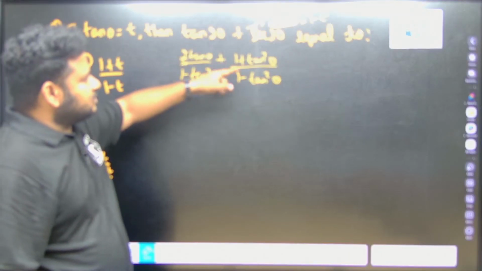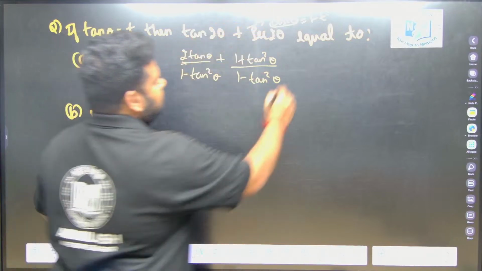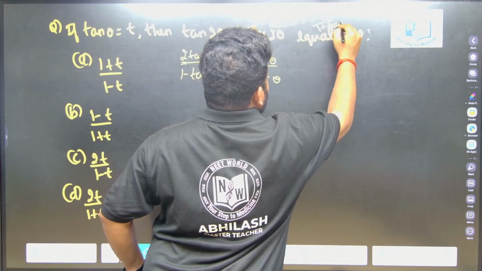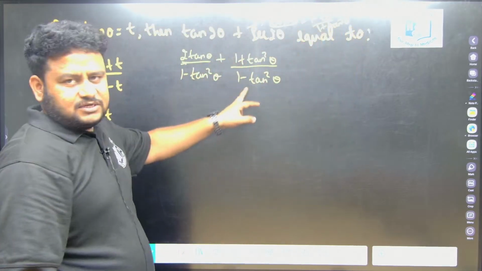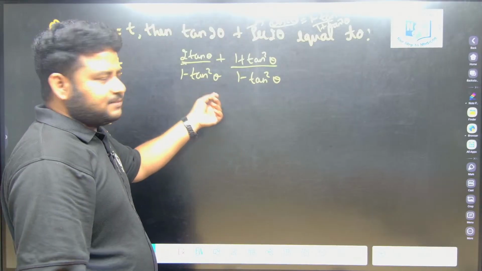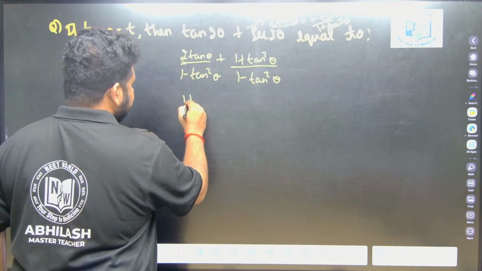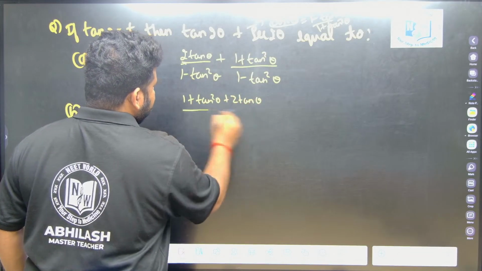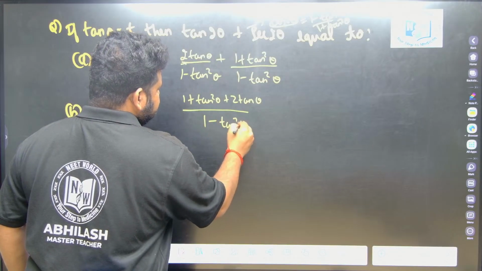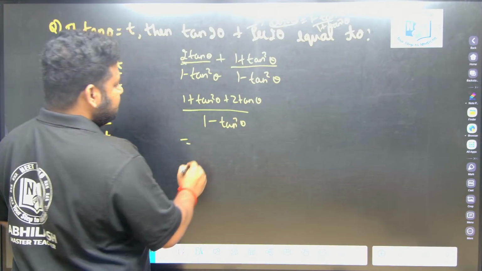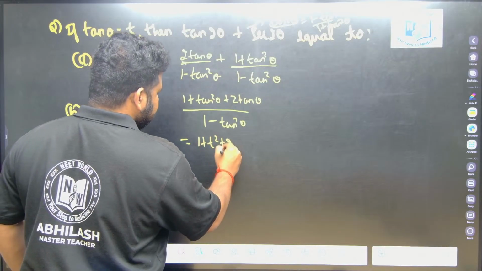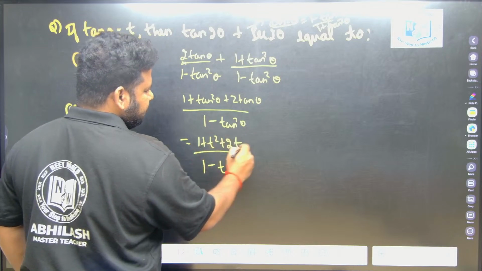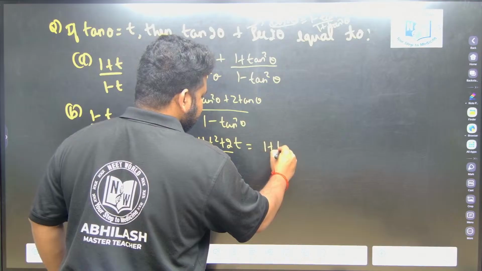So secant 2 theta, that is, cos 2 theta is what? 1 minus tan square theta by 1 plus tan square theta. So the reciprocal of this will become 1 plus tan square theta by 1 minus tan square theta. So denominator is same, numerators I can add: 1 plus tan square theta plus 2 tan theta by 1 minus tan square theta. If I write it in terms of t, because they have told tan theta is equal to t, so 1 plus t square plus 2t by 1 minus t square. This is of the form a square plus b square plus 2ab, that is nothing but a plus b whole square, that is 1 plus t whole square.